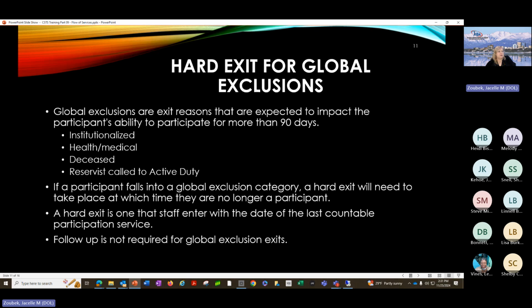If a participant falls into a global exclusion, a hard exit will need to take place, at which time they are no longer a participant. A hard exit is one that you enter with the last date of countable service, and follow-up is not required. I don't even believe it is available for global exits.